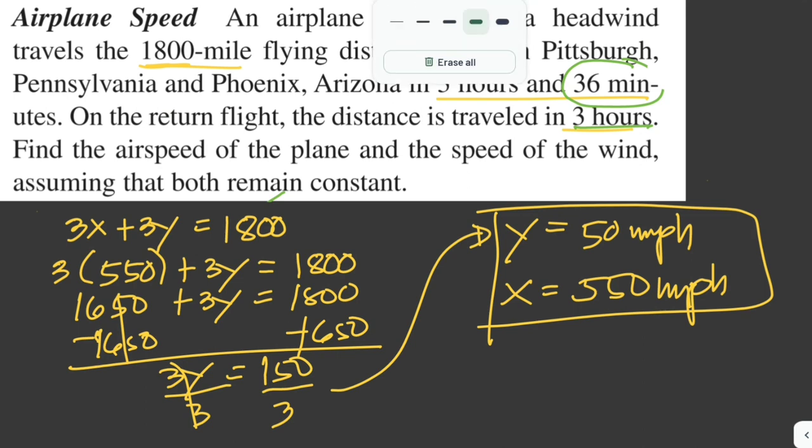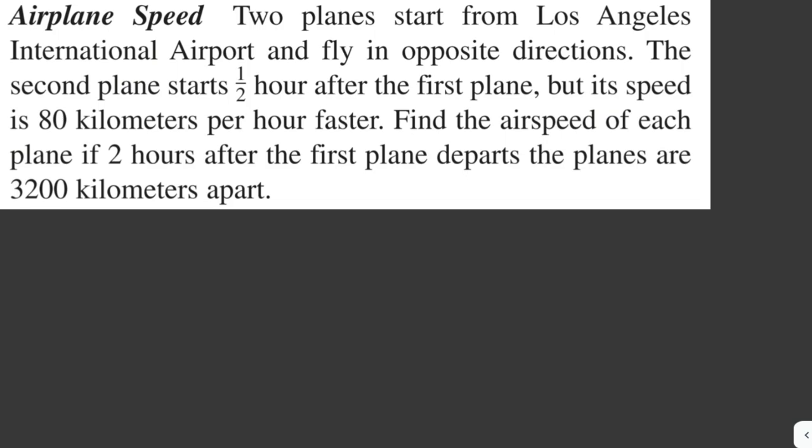Right, let's solve another problem. Again, this is a problem on airplane speed. Two planes start from Los Angeles International Airport and fly in opposite directions. The second plane starts half an hour after the first plane, but its speed is 80 kilometers per hour faster. Find the airspeed of each plane if 2 hours after the first plane departs, the planes are 3,200 kilometers apart.